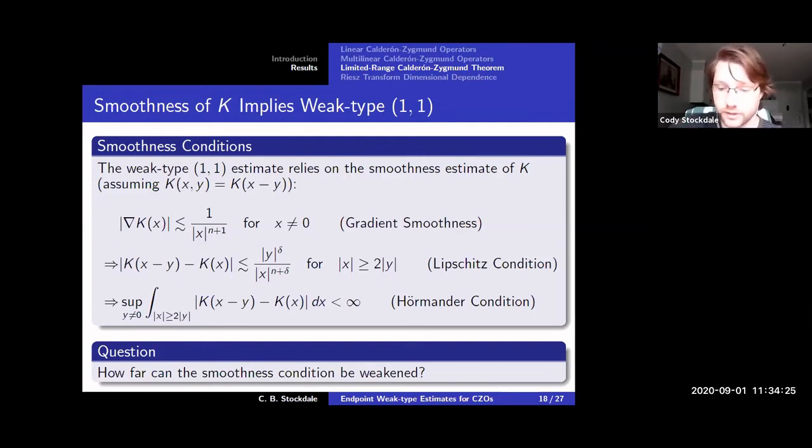Before I can tell you what that is, I need to give you the definition for the next condition. Notice that this is basically an L infinity condition, right? You're taking a supremum over these y's, and here you're integrating in the x variable. So this integral is a function of y, and you're saying that the L infinity norm of this function of y is finite. Keeping that in mind, that leads to this type of generalization.